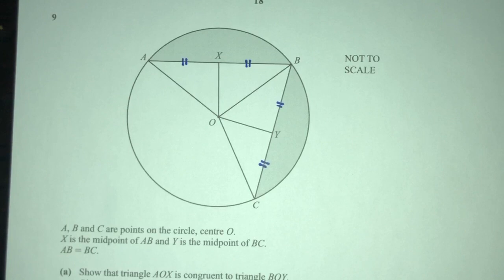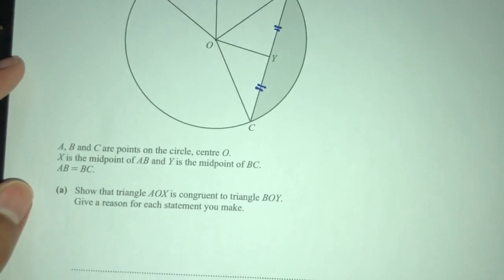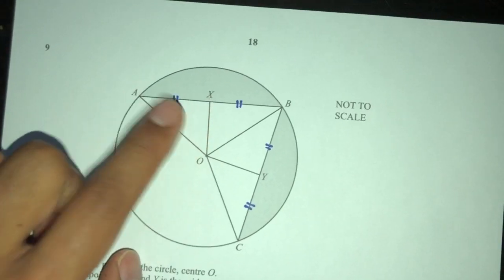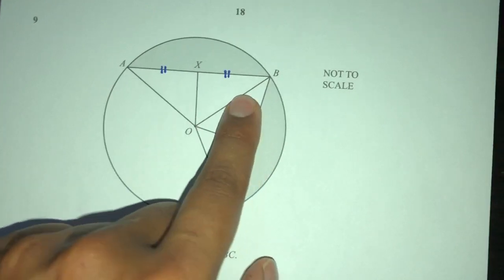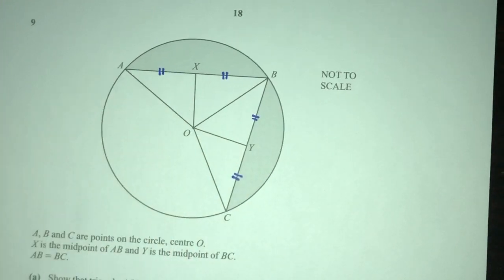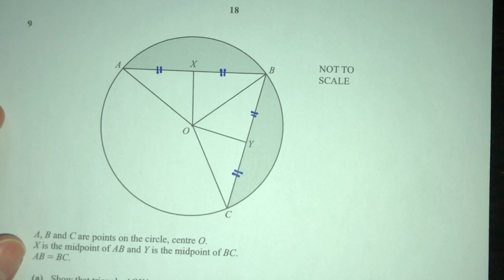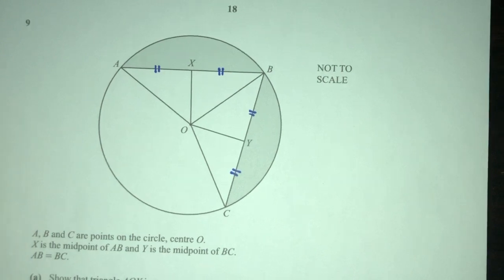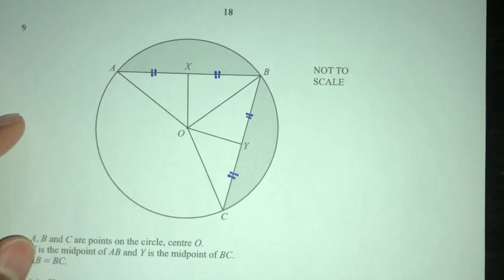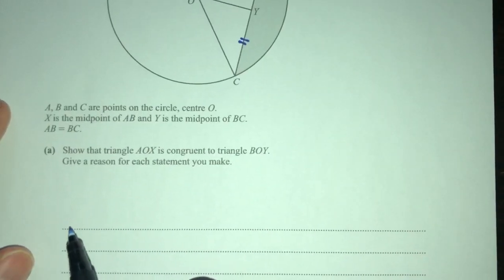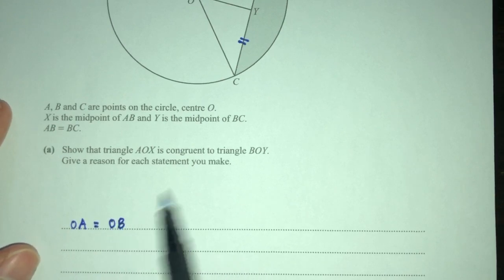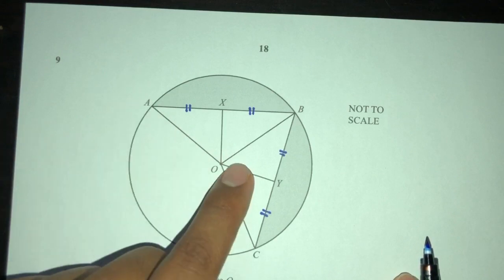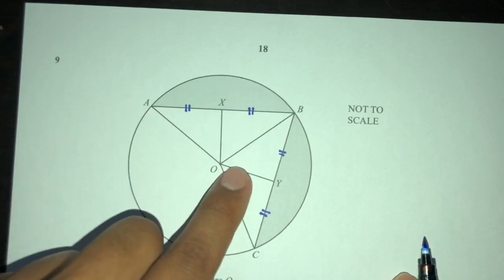Makes sense, right? Now, part A, we have to show the triangle AOX, this one, is congruent to triangle BOY. So BOY is this one and this one. They are congruent. Basically, we have to show they are the same. Now, how can you show they're the same? We can show all the corresponding sides are equal. That's one way of showing they're the same. So let's do this. First, we can say OA is equal to OB. So this one is this one. Why? Because it is the radius of the same circle.